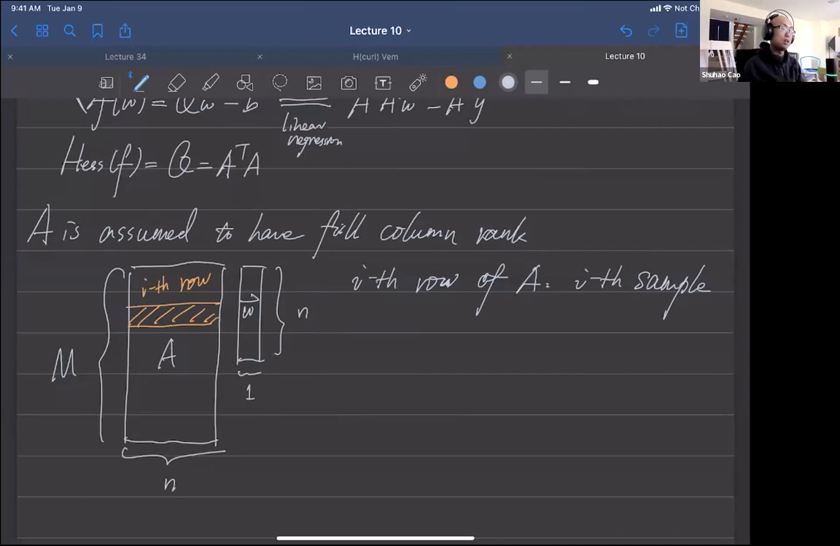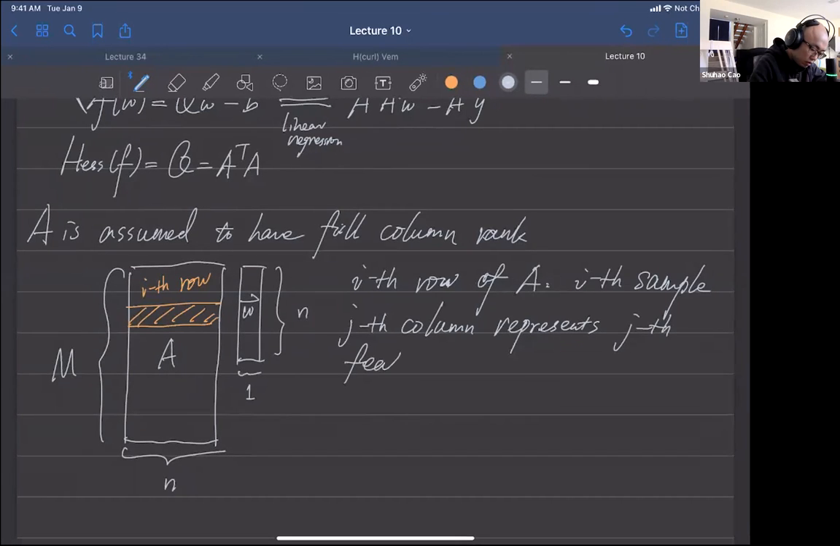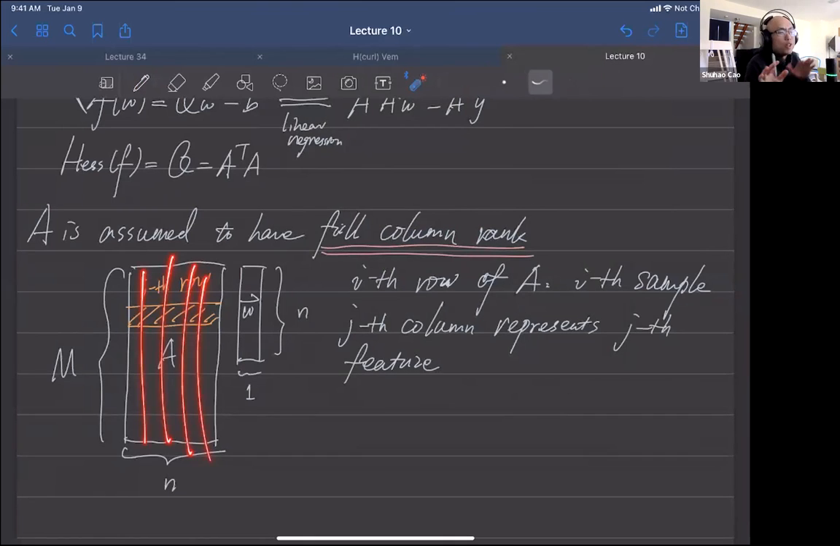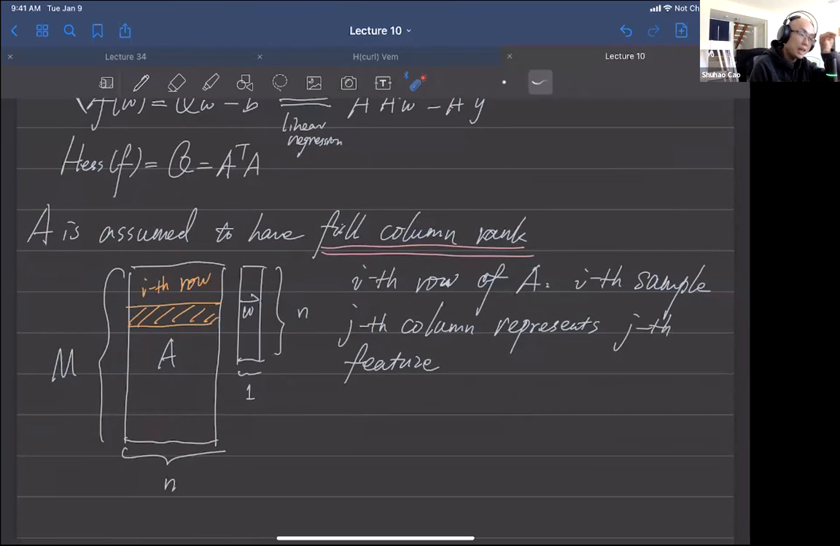Each row represents a sample, and each column, for example the jth column, represents the jth feature. For an image, it might be some pixel in some location, but it represents the jth feature. Full column rank means the features are linearly independent, even though this is not so true. This assumption essentially means that we have cleaned our data so that we have linearly independent features.